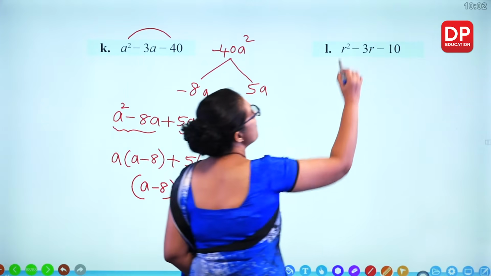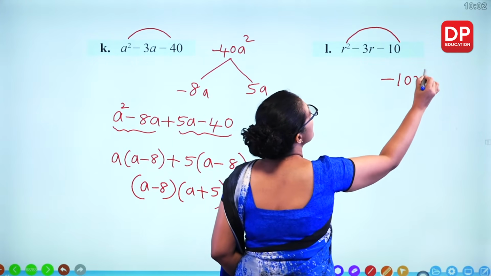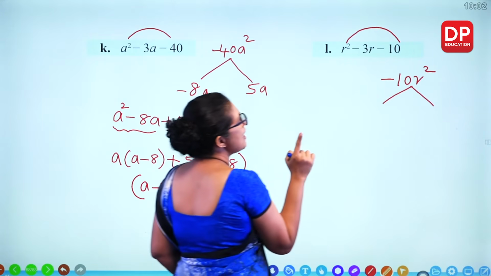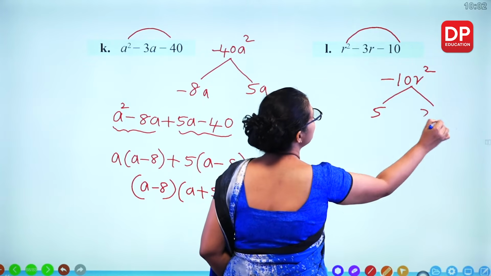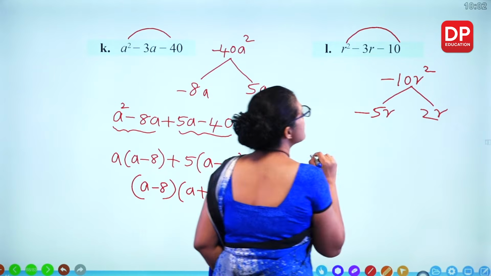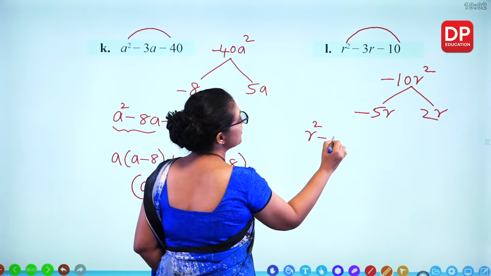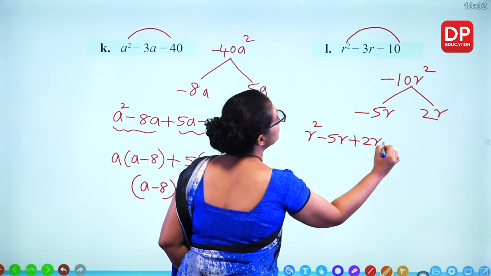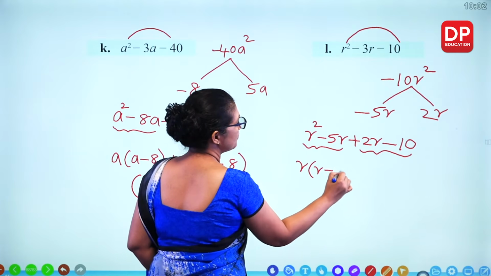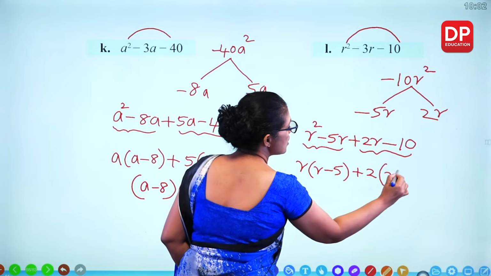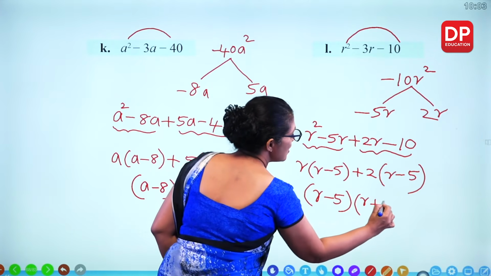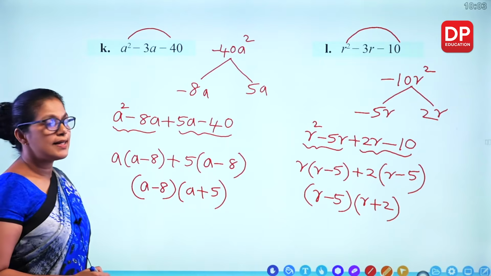This is also same. Negative 10r squared. Factors of negative 10. That means we have to take the difference. 10 means 5 and 2. Middle term is negative, means negative 5r and positive 2r. Now split the middle term. Take 2 at a time. You can take plus 2 out. R minus 5. Then R minus 5 is common. You will get R plus 2 as the other factor.